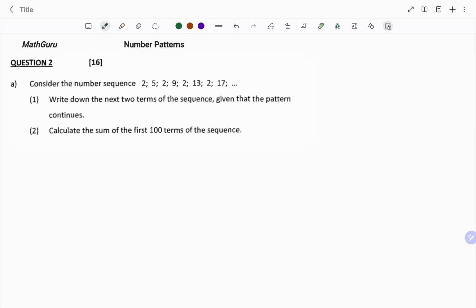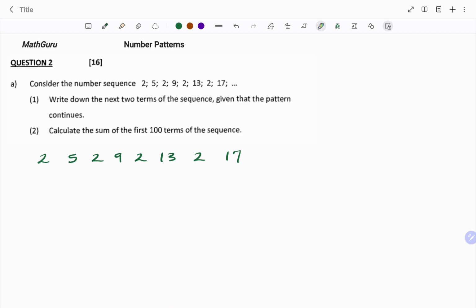The first part of the question says, consider the number pattern or number sequence 2, 5, 2, 9, 2, 13, 2, 17. Write down the next two terms of the sequence given that the pattern continues. I'm going to make a list of all the numbers.